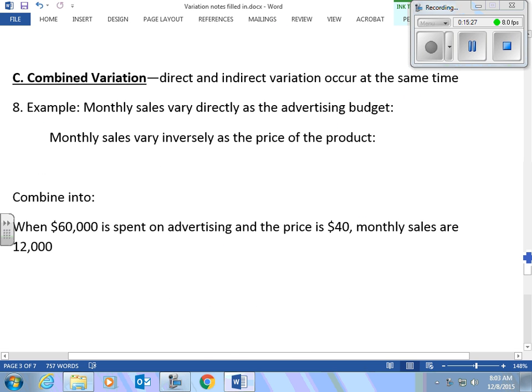Combined variation is where you have direct and indirect variation occurring at the same time, because in real life we need slightly more complex models for what goes on sometimes, so that we could have these things happening at the same time. So for instance, we could have a situation where monthly sales vary inversely as the price of the product. So that makes sense. As the price of the product goes up, the monthly sales go down.